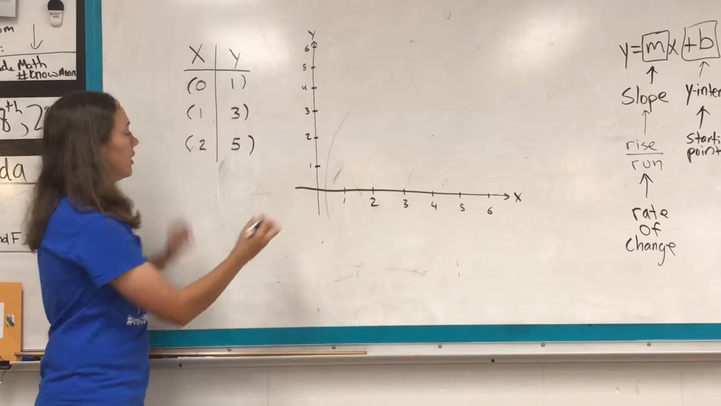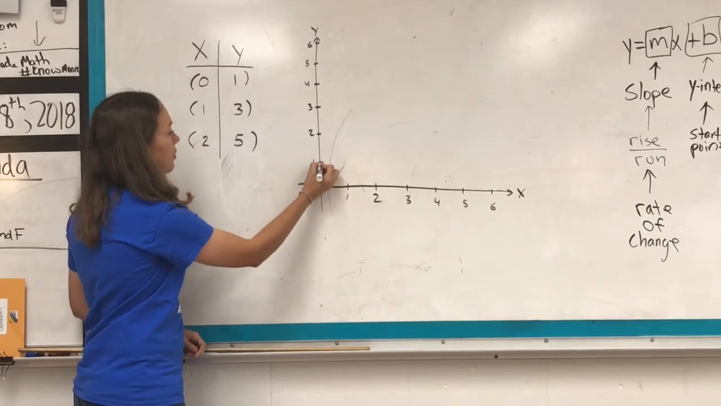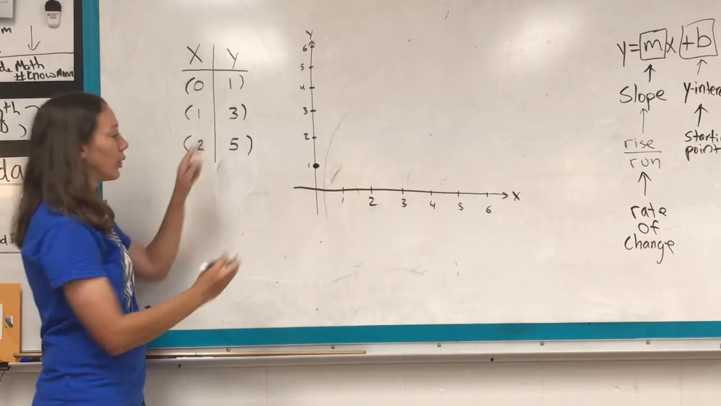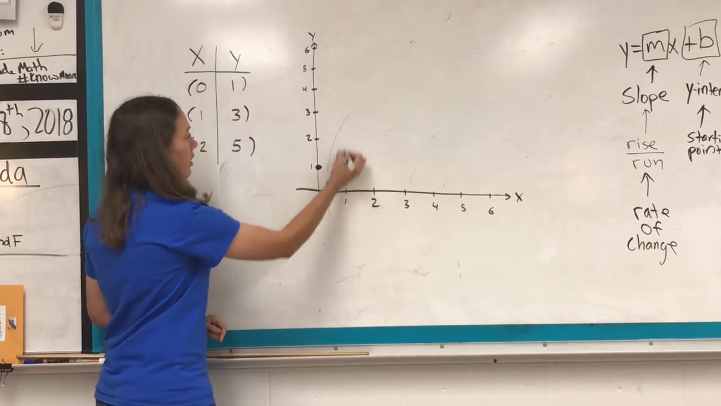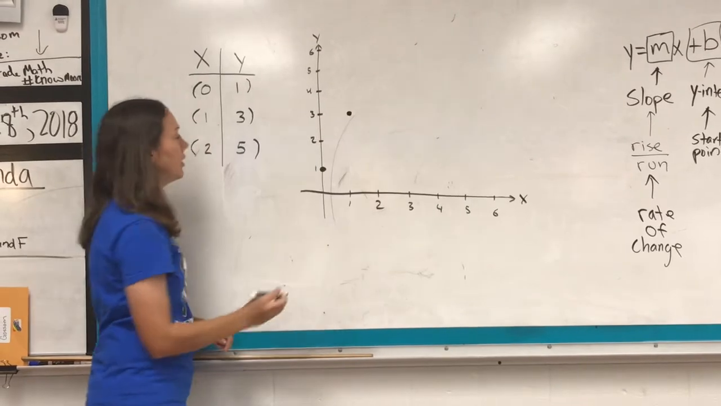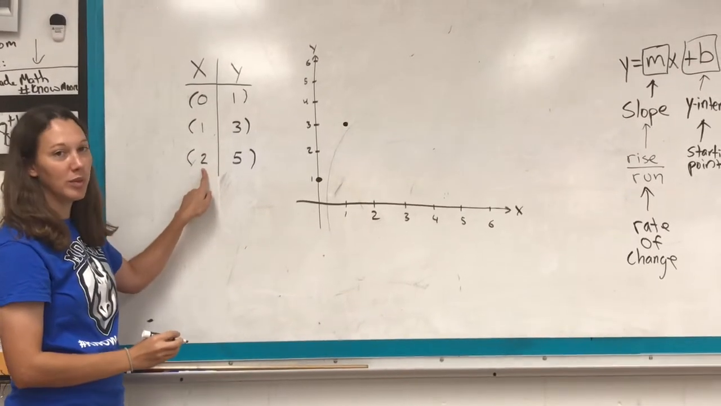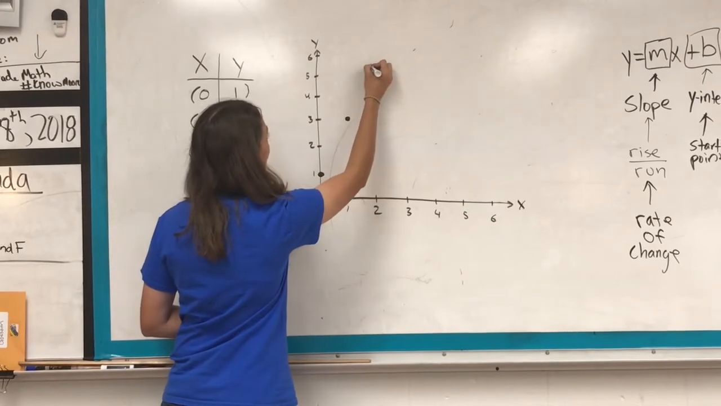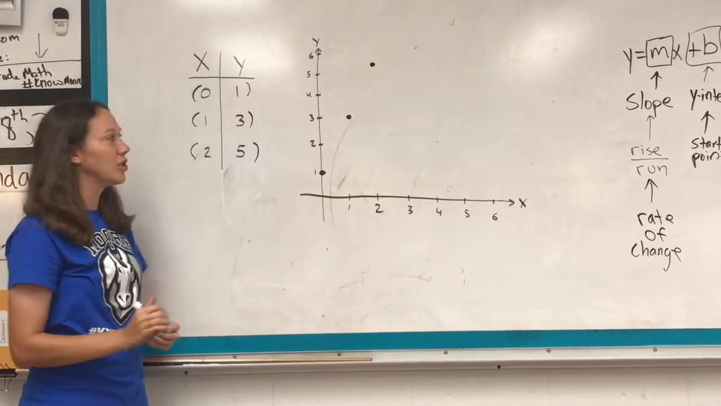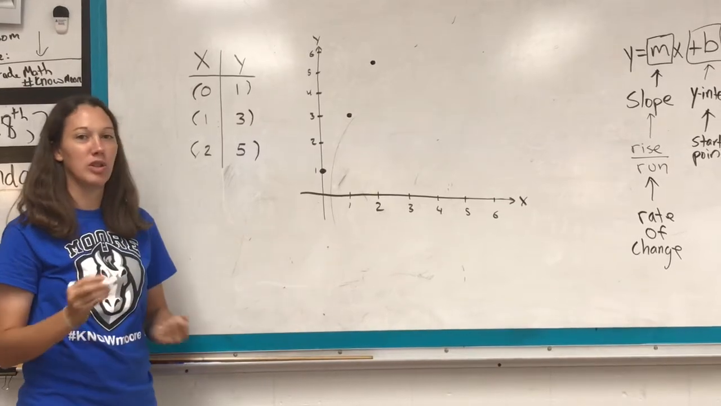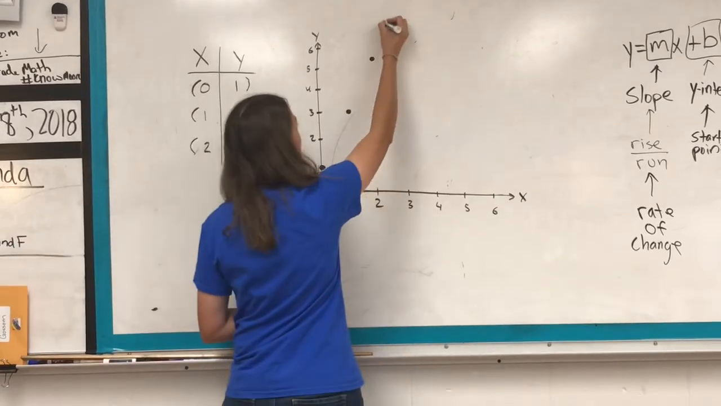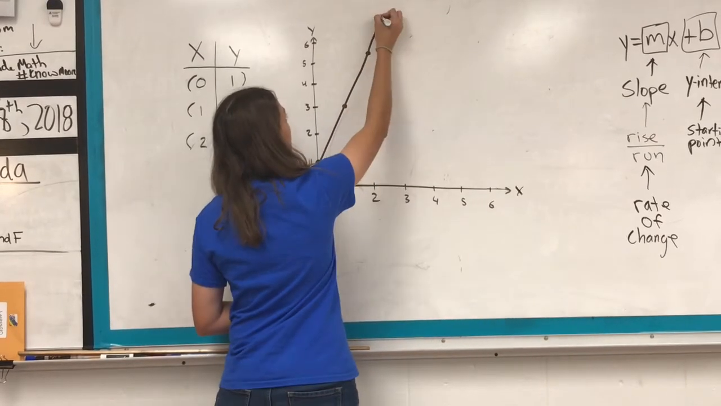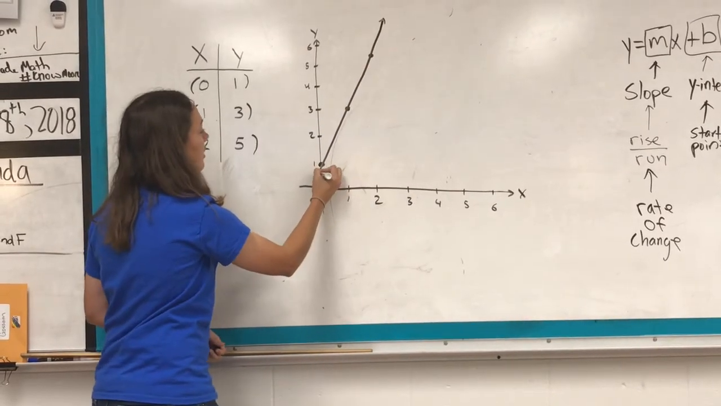So the first one, I start at x equals 0, and I go up to y equals 1. So that's my first coordinate point. I have 1, 3. So x is 1, y is 3. And then my last coordinate point will be 2, 5. So I go over 2 and up to 5. Now that I have these 3 coordinate points, I connect them with a line between the points, as straight as you can. And that is my line.